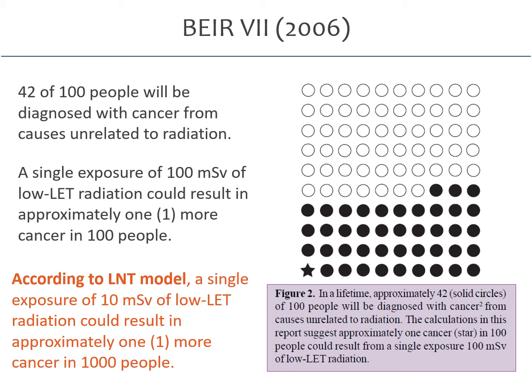If we accept the validity of the LNT model, we can calculate cancer risks for radiation doses lower than 100 millisievert, for example, for doses in the range of doses for diagnostic examinations. Since a dose of 100 millisievert can result in one excess cancer in 100 people, one can deduce that a dose of 10 millisievert would result in one excess cancer per 1,000 people, or that a dose of 1 millisievert could result in one excess cancer per 10,000 people.